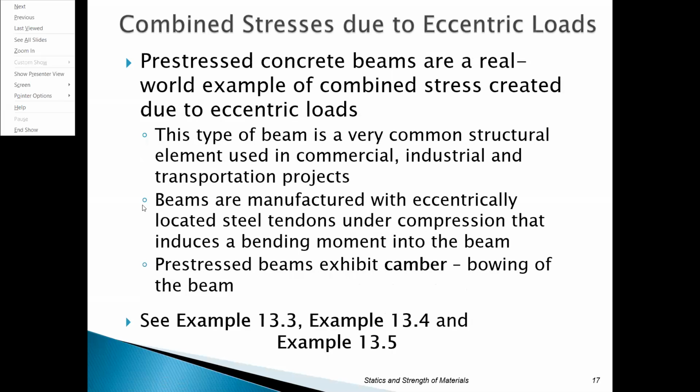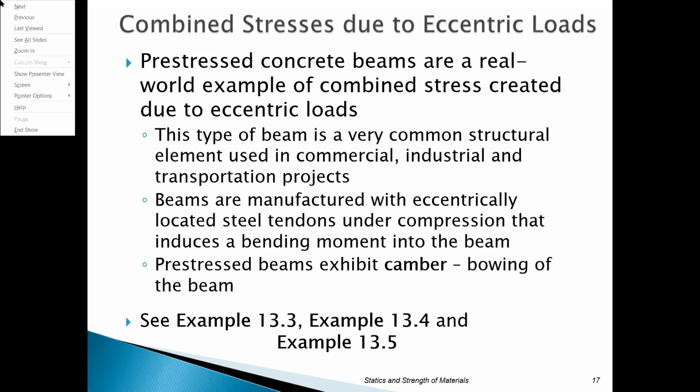But what they do in these pre-stressed beams, they're manufactured with tension cables or tendons that are under compression. In the form, they put these cables in there, and then they pour the concrete around them, and then they release it, and it produces a bending moment in the beam. That bending moment is referred to as camber or bowing. So this beam is already under stress, and then they just bring it in and lay it into its supports. They use these a lot on bridges and those kind of things. Okay, that's where you'll see those.